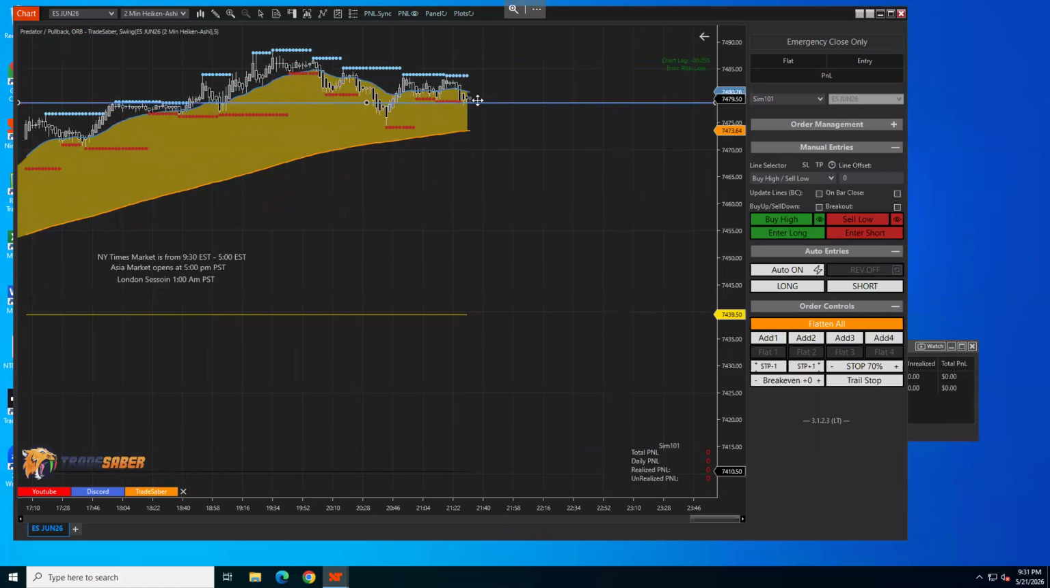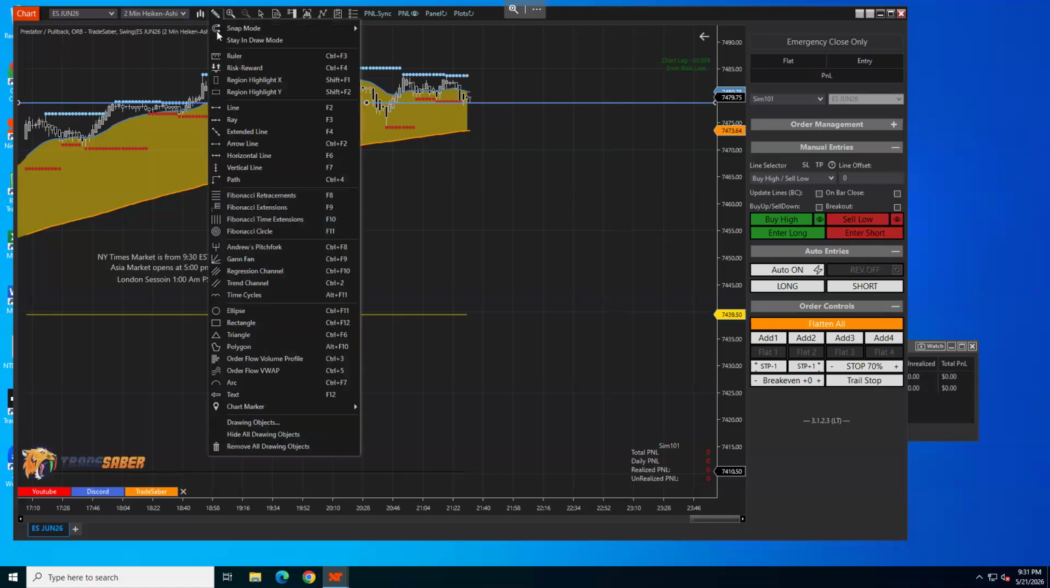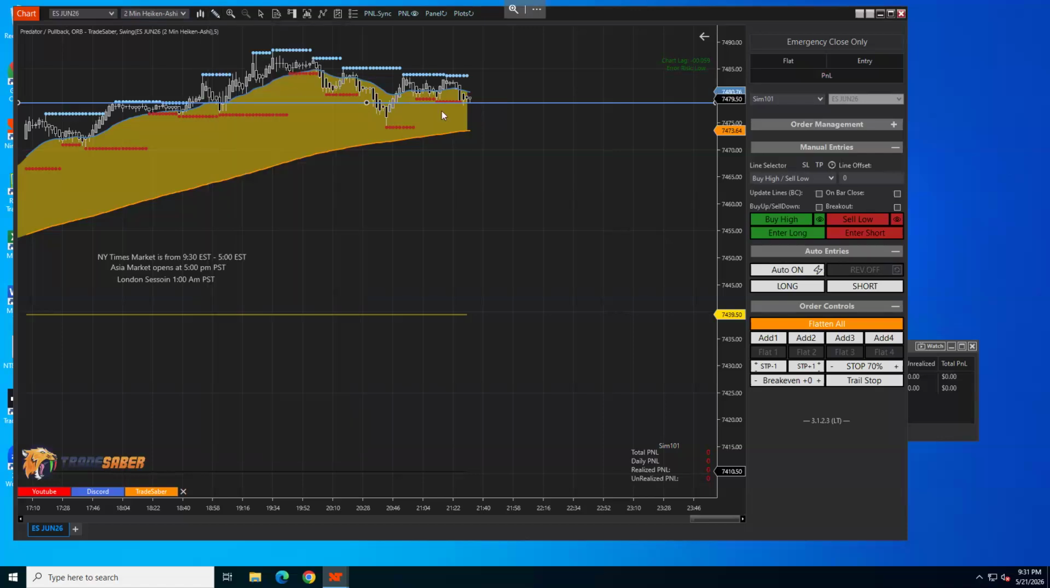And then it's underneath the moving average too. This is underneath this moving average, this thing right here. Let me show you guys what I'm talking about. This right here, that little line right there. It's underneath it.